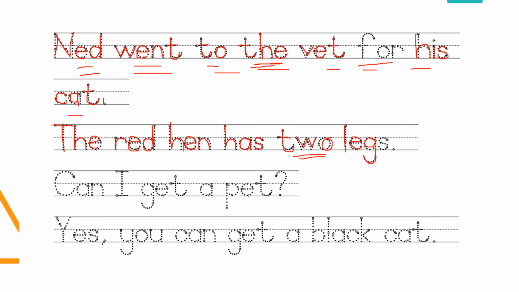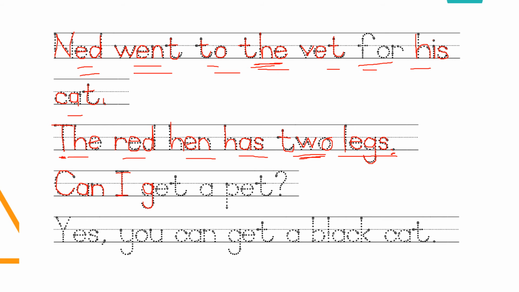One leg, many legs, so this is a plural. So the red hen has 2 legs. Started with your capital letter, ended with your end mark, which was your period. The next sentence, if you notice, does not end with a period. We have learned this in class, but just as a revision for you, it starts with can I. The letter I is always in a capital letter.